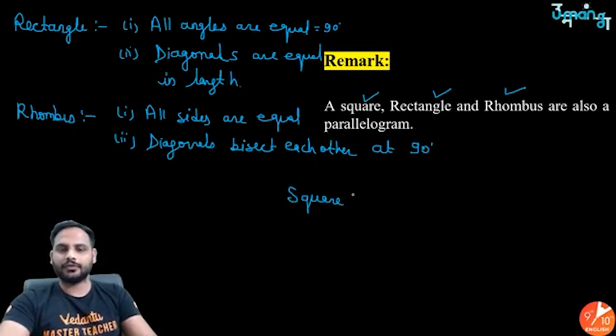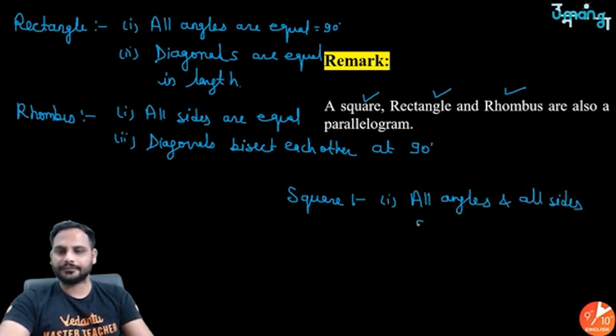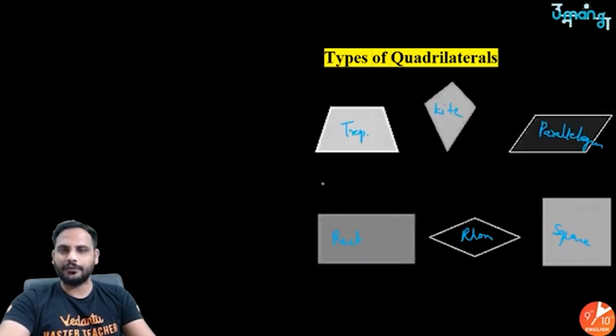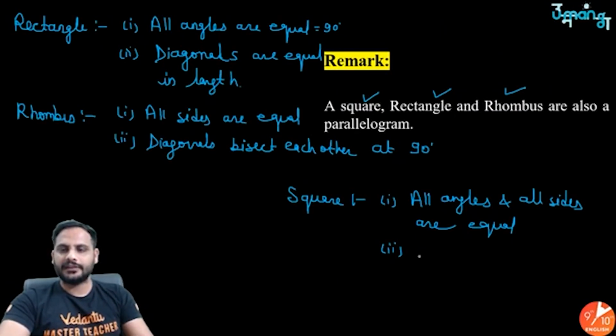And in the square, first, all angles and all sides are equal. Then the square also falls under rectangle as well as rhombus. So I can clearly say, second property, the length of diagonals are equal, which is a property of a rectangle.